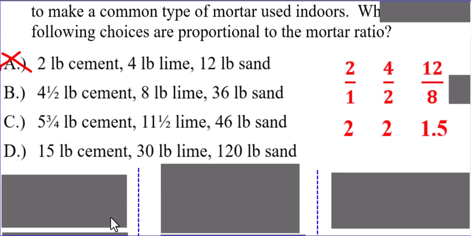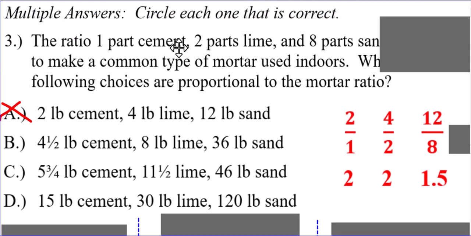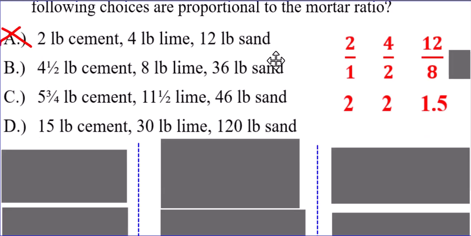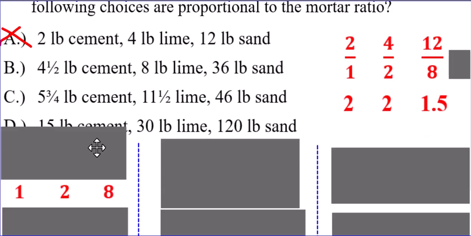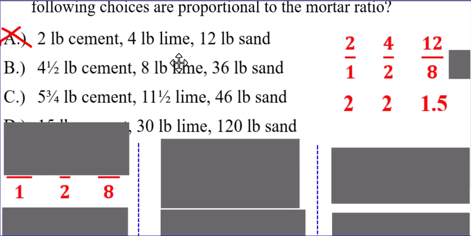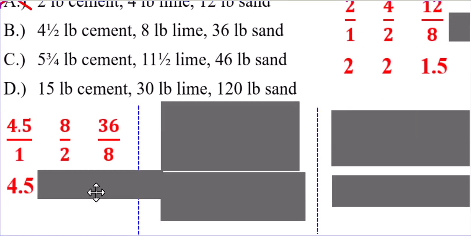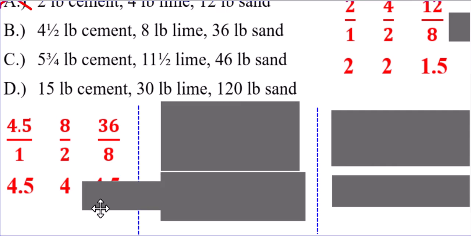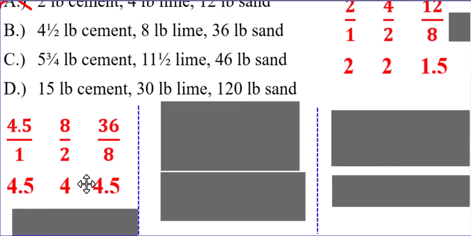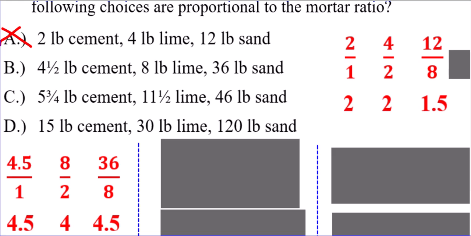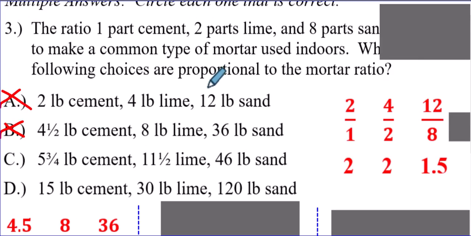Let's do the work for choice B. Now remember, my denominators come from the original recipe of 1, 2, and 8. So there's my 1, 2, and 8. Now I'm going to take 4.5, 8, and 36, and I'm going to divide. And let's see, 4.5, 4. Oh, 4 is not the same as 4.5. So choice B also is not proportional.